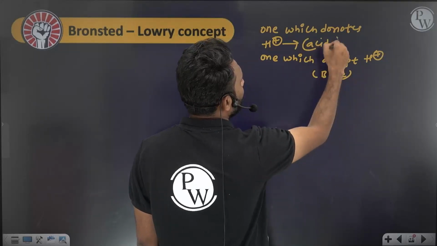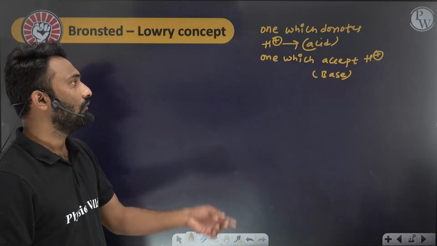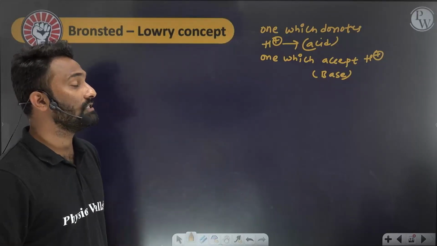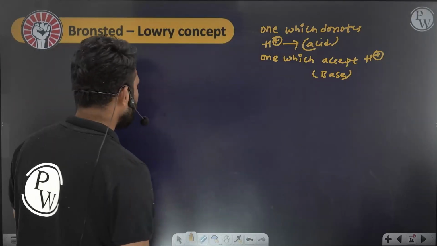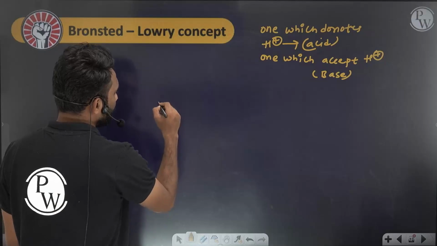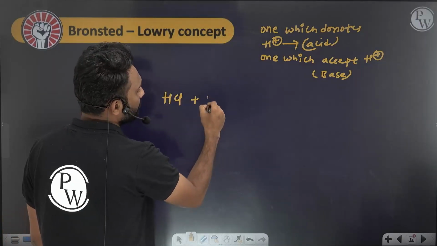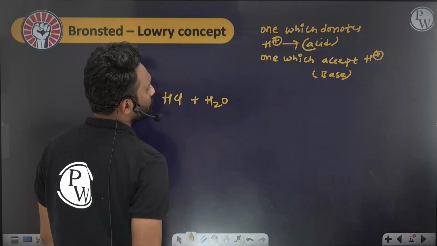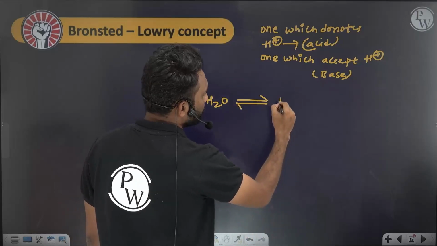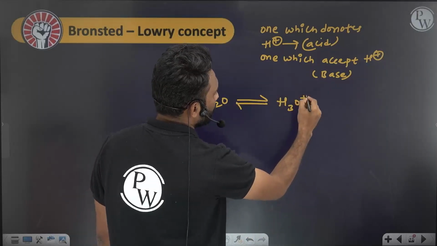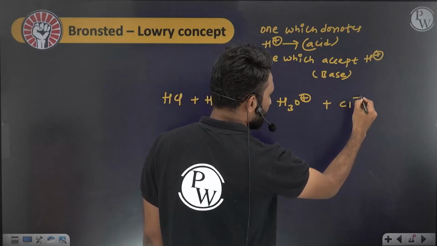He said one which donates the H plus is the acid, one which accepts the H plus is a base. Now, here is one example. HCl plus H2O gives rise to hydronium ion plus Cl minus.